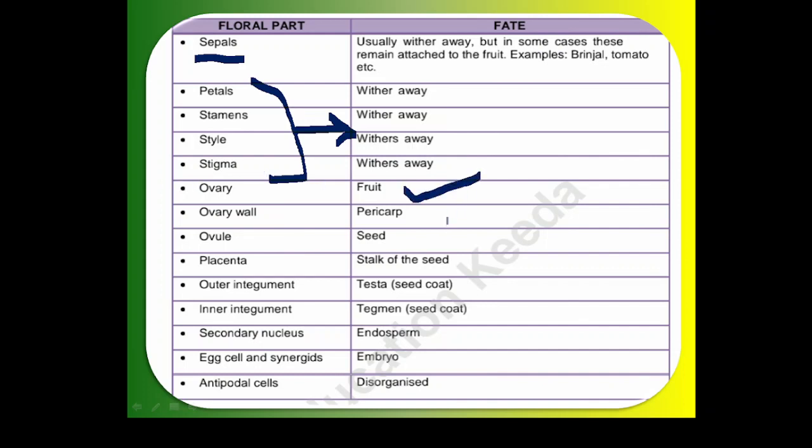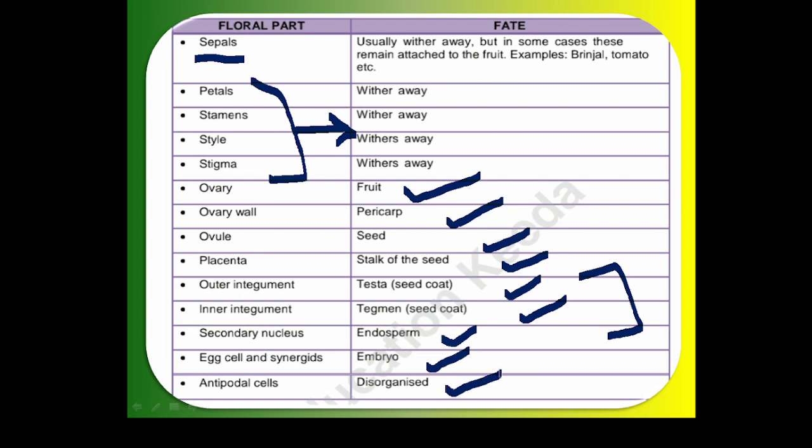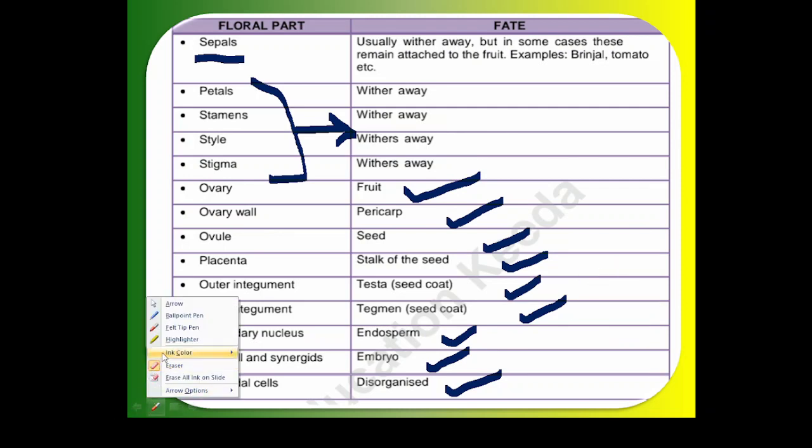The ovary wall will become the pericarp. The ovule will become the seed. The placenta will become the stalk of the seed. The outer integument will become the testa, and the inner integument will become the tegmen. These two will form the seed coat. Then the secondary nucleus will become the endosperm. The egg cell and the synergids will become the embryo, and the antipodal cells will get disorganized. Okay, so you are done with it.